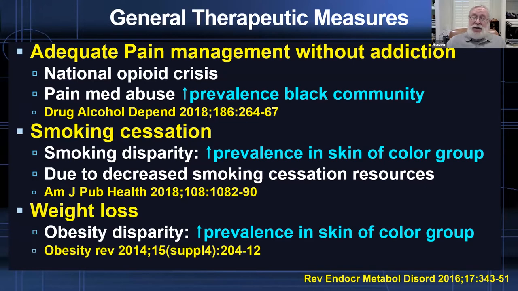And then weight loss. We know weight loss helps. And yet there's a disparity in obesity, which is more prevalent in the skin of color group. So if you want someone to lose weight, adopt a healthier diet, but everyone around them is eating horrible stuff that puts weight on, it's a real, real burden to the patient to try and lose weight, just like it's a burden to try and stop smoking, and just why it's a risk that they may become addicted to pain management drugs.